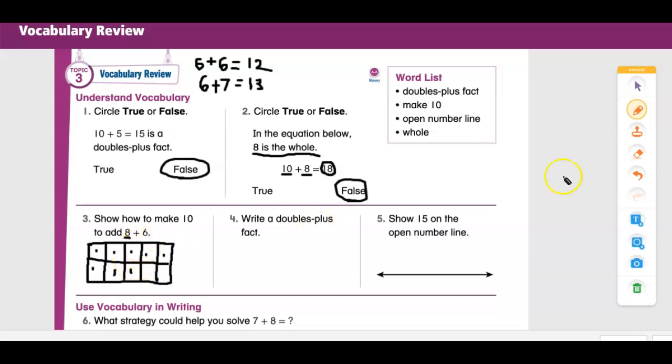Now I need to add 6. I'm going to change my color just so we can see a little bit better. So I'm going to add 1, 2, 3, 4, 5, 6. So what I could do, I was able to make 10 in my tens frame. I know this is 5 and 5. So I showed 10. And now I'm going to add the number outside of my tens frame. So 1, 2, 3, 4.